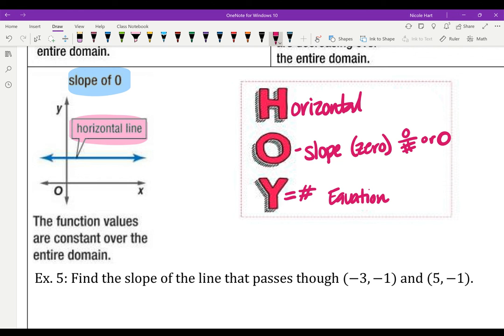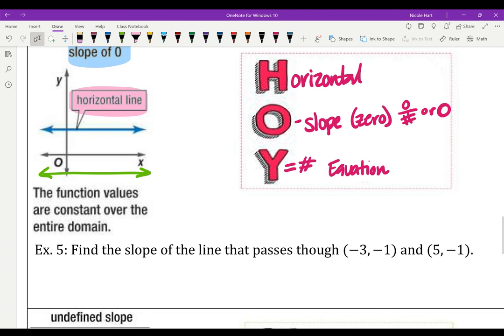So if you have a slope of 0, it has to be a horizontal line. It could be a horizontal line located in the positive y's or the negative y's. It could be down here going this way. That would still be a horizontal line, and it would still have a slope of 0. These functions are constant over the domain, so the y value is always going to be the same number.